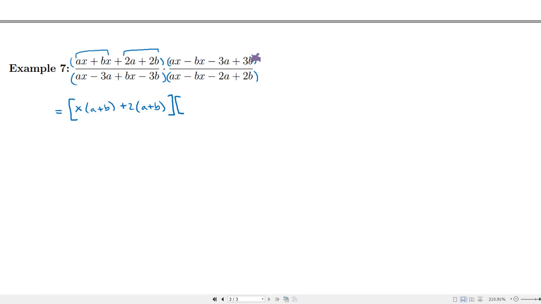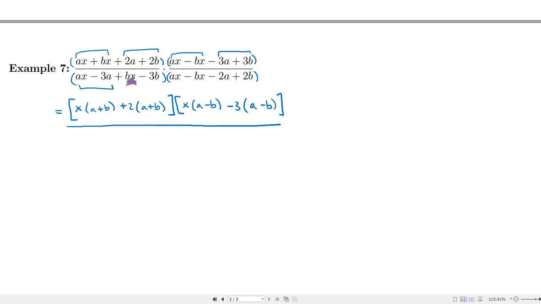And then here, what can I factor out of these two separately? So these two I can factor out an x, and I'm left with a minus b. Here we could factor out minus 3, and we're left with a minus b. Denominator, similarly, let's do a factor by grouping. We will factor out a, and we're left with x minus 3. We could factor out b, and we're left with x minus 3.